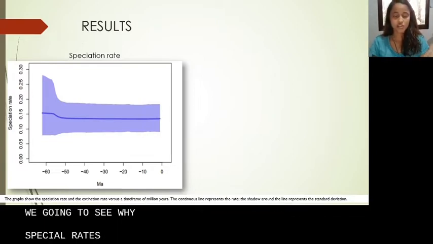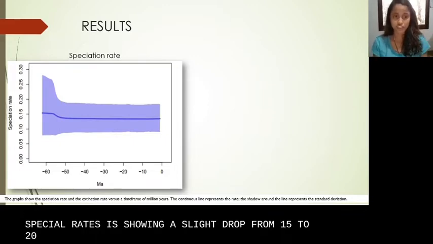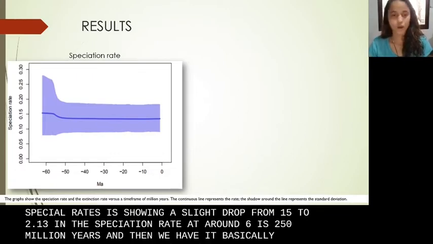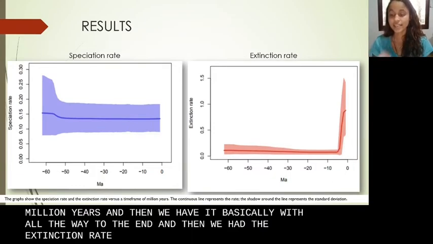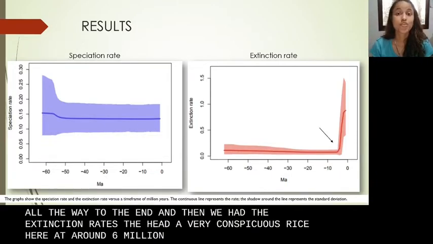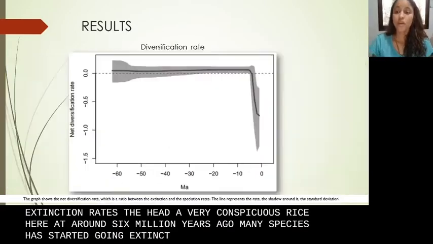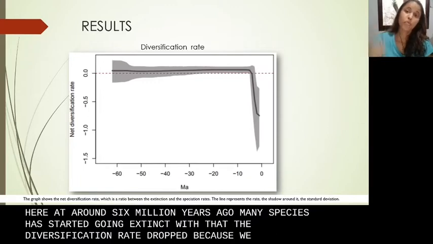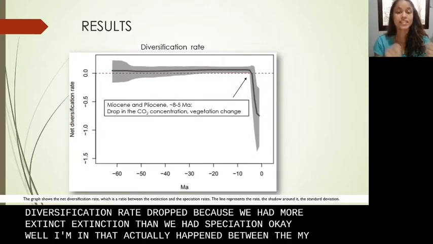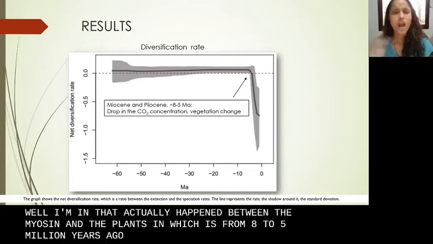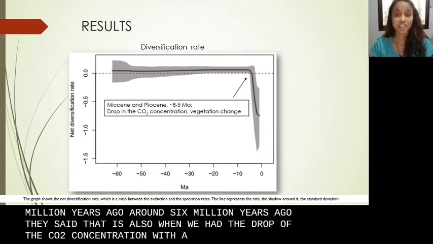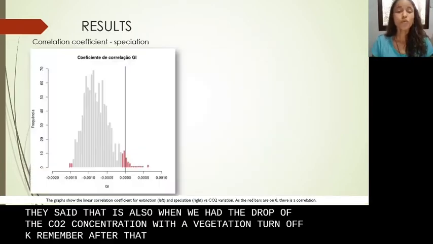So the results that we have: this graph here is showing a slight drop from 0.15 to 0.13 in the speciation rate at around 60 to 50 million years, and then we have it basically linear all the way to the end. And then we had the extinction rate that had a very conspicuous rise here at around 6 million years ago, where many species started going extinct. With that, the diversification rate dropped because we had more extinction than we had speciation. And that actually happened between the Miocene and the Pliocene, which is from 8 to 5 million years ago, around 6 million years ago. So that is also when we had the drop of the CO2 concentration with a vegetation turnover.